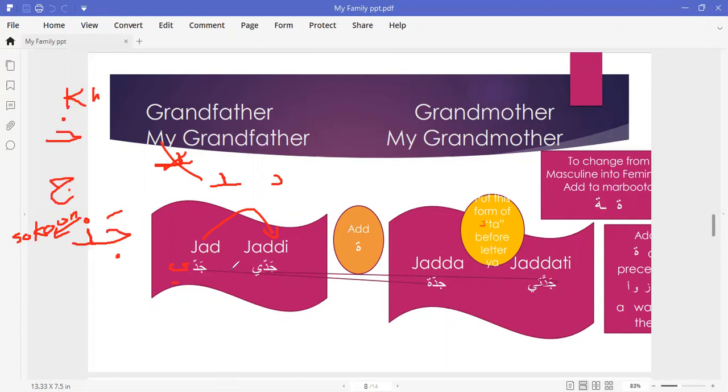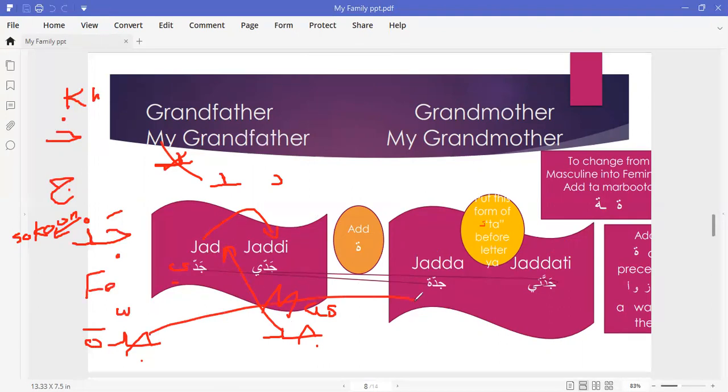Okay, let's go for grandmother. To change, it's jadda. What's the difference between jad and jadda? Okay, jad is masculine. Jadda is for the feminine, okay? So jad is for the masculine grandfather. Jadda is for the feminine grandmother. What did I do here to change from the masculine into the feminine? The difference between jad and jadda is this closed ta, okay?